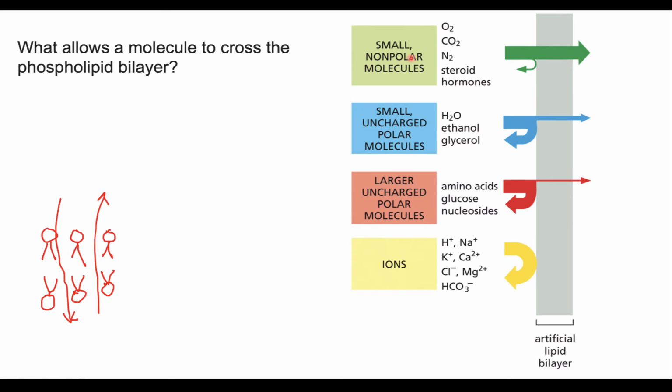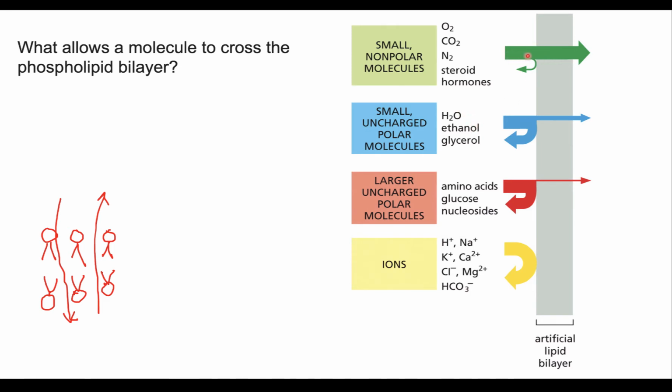So we can see that small, nonpolar molecules, things like oxygen and carbon dioxide, steroid hormones, and other gases, can easily pass in between the phospholipid bilayer. And then small uncharged but polar molecules also can pass through: water, ethanol, glycerol.